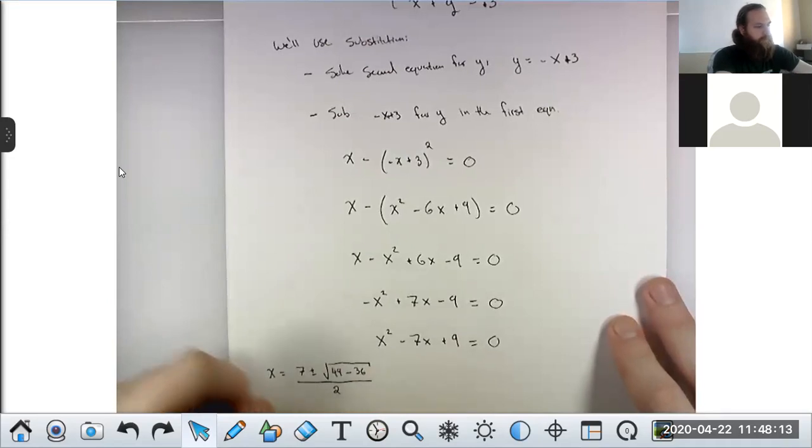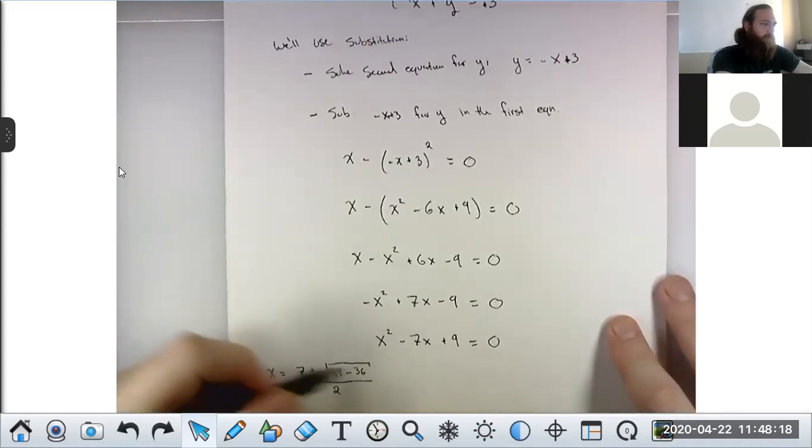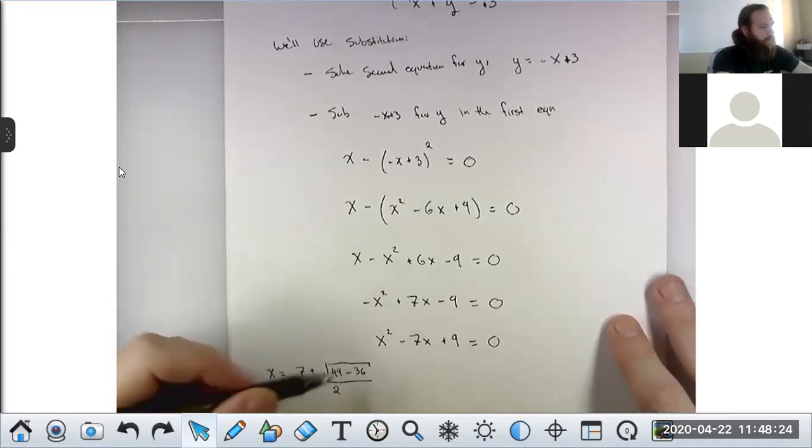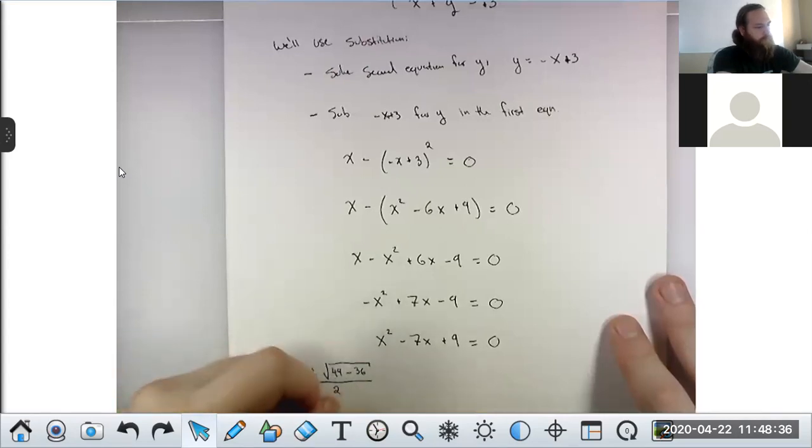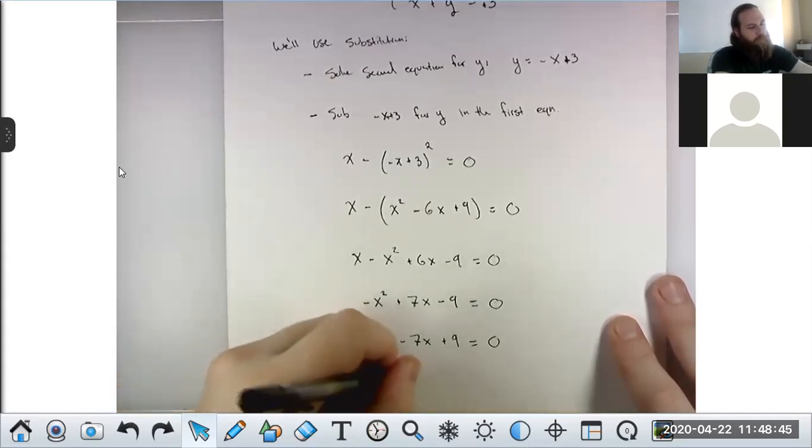So that means x is equal to 7 plus or minus the square root of 49 minus 36. Let's see, that's 4 plus 9, is that 13? No, let's see. Yeah, so to get to 40 from 36, we need 4. And then to get from 40 to 49, we need 9. So that's 4 plus 9, the square root of 13 here, all over 2. So we have these two x values.